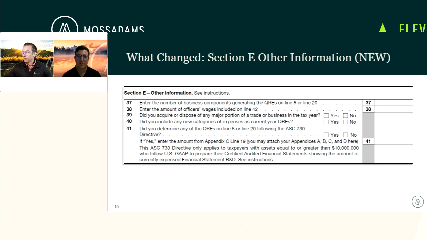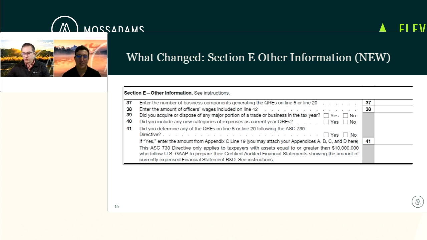Looking at the questions, first off, we have line 37, which asks you to provide the number of business components generating QREs on line 5 or line 20. Remember that line 5 or line 20 reports the entire control group QREs, not just the member's. However, if you look in the instructions, line 37 refers to the QREs on line 48, which would be the separately filing member. So there is some contradiction here between the actual line on the form and the instructions itself that hopefully will get clarified in some subsequent iterations of the form.